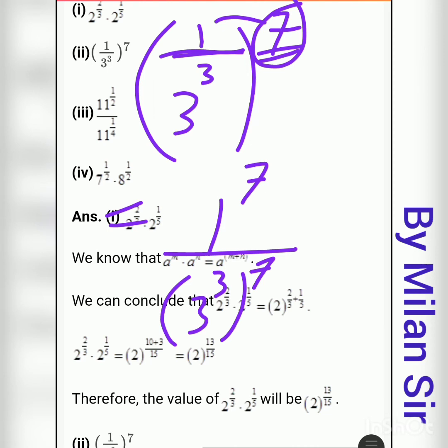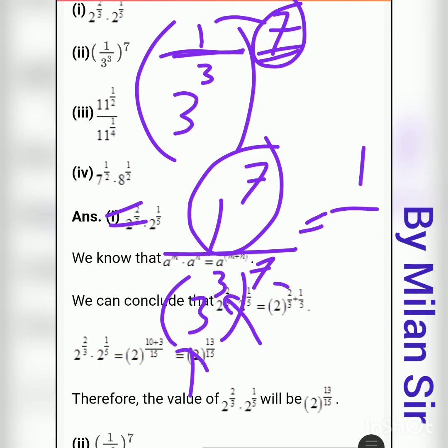In the numerator, 1 raised to 7 is 1 only, because 7 times we need to multiply 1 by 1 by 1, and we get the same answer. But in the denominator, 3 is the base, this 3 is the exponent, and this 7 is the exponent of the exponent. So we need to multiply the exponents. 7 times 3 is 21, so 3 raised to 21. This is the answer.